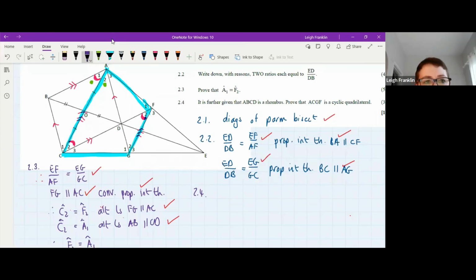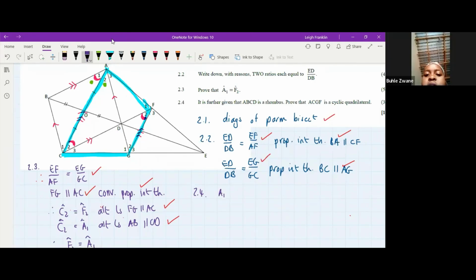In this case, because ABCD is a rhombus, that means A1 and A2 are equal to one another. But doesn't A1 equal F2? It does. We've already proved that. So A2 and F2 are both equal to A1, and therefore they're equal to one another, and that's why the quad is cyclic.